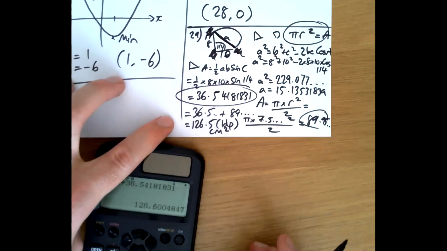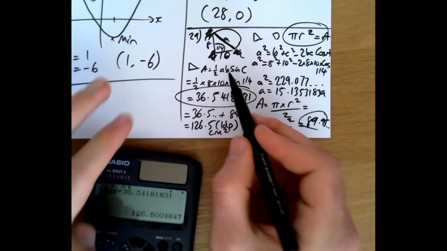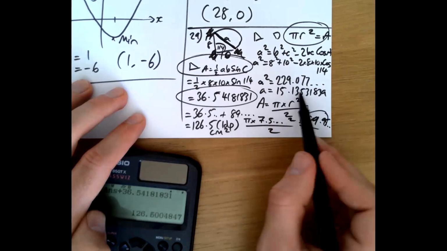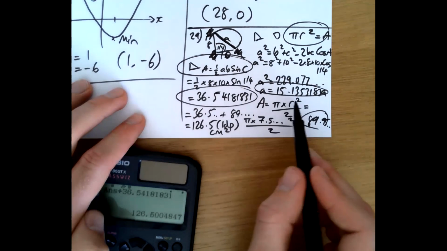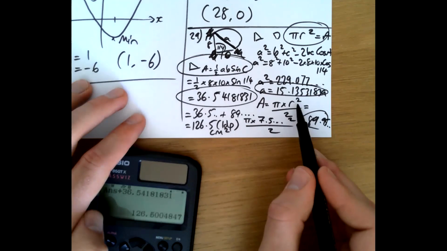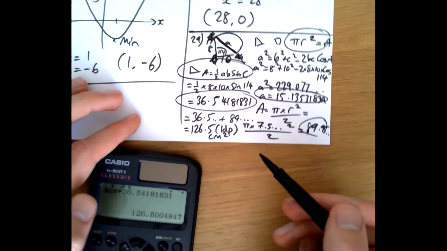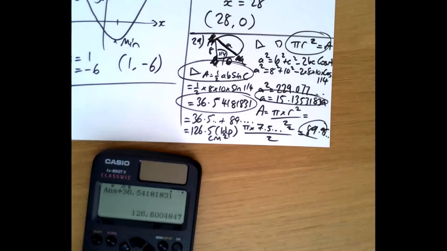So that's a bit of a beast. You've got area of a triangle using the sine rule. You've got the cosine rule to work out the diameter. You've then got your area of the semicircle using the radius, and then you add those two bits together. So that's a bit of a beast, but I hope those steps helped you.